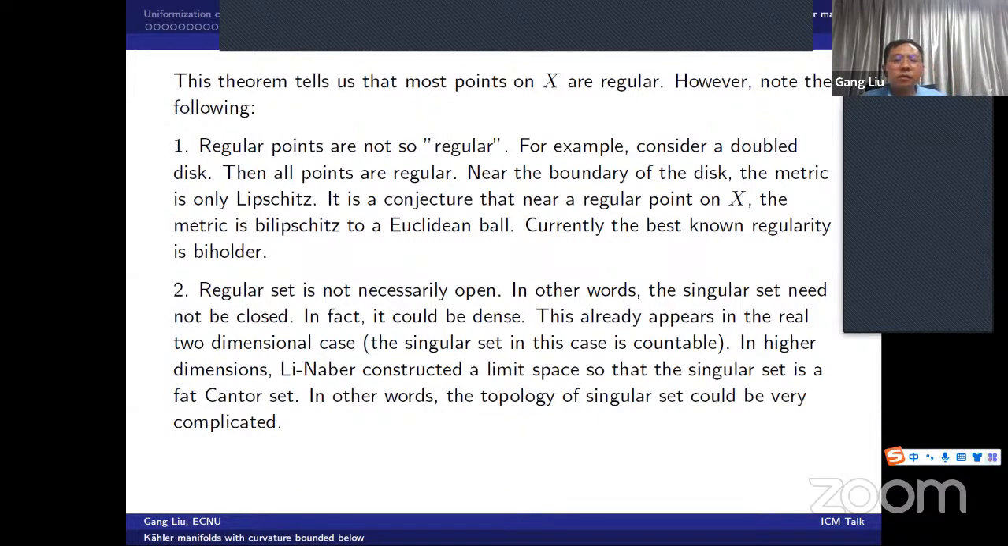The second thing is that the regular set is not necessarily open. In other words, the singular set is not necessarily closed. In fact, it could be dense. Okay. So in higher dimensions, Li and Naber consider a limit space so that the singular set is a fat Cantor set.